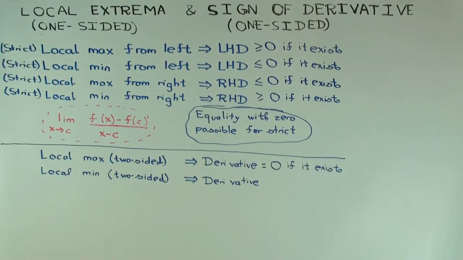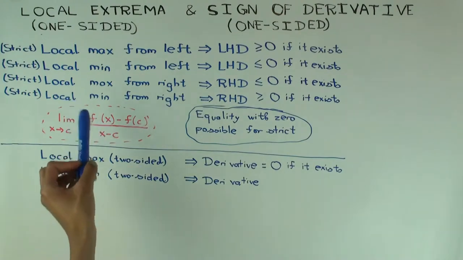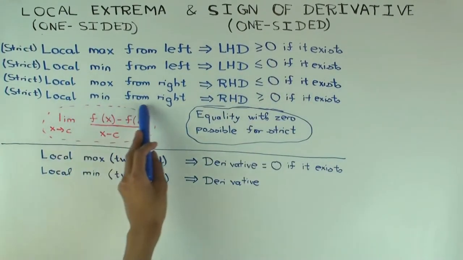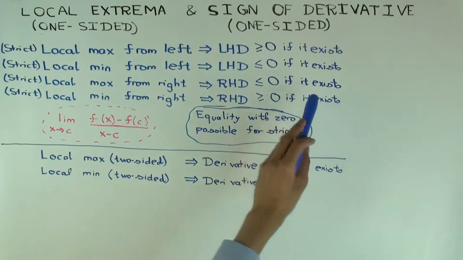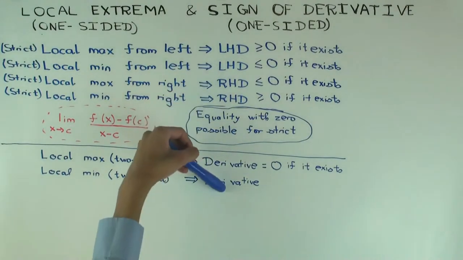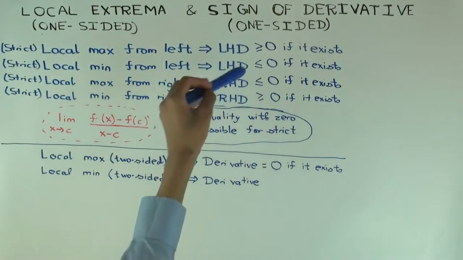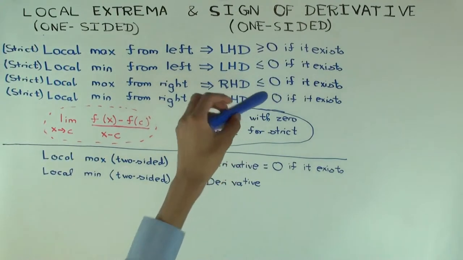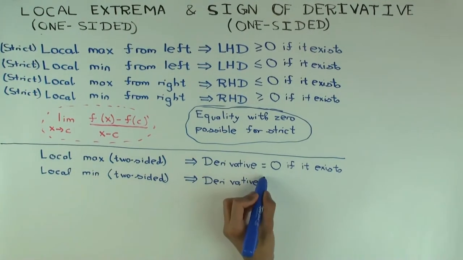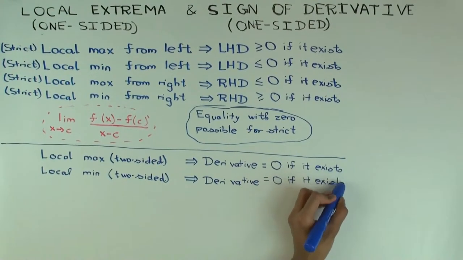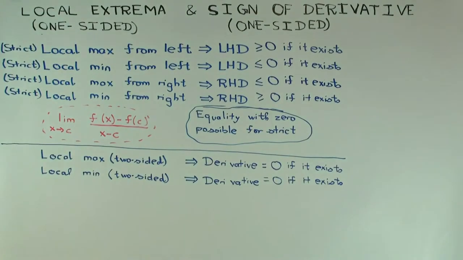Okay, what about local min? What can you say about local min? Well, you have zero if it exists. Yeah, that's a conclusion. How do you get that? Well, if it's a two-sided local min, it's a local min from the left, so the left-hand derivative is less than or equal to zero if it exists. Local min from the right, so the right-hand derivative is greater than or equal to zero if it exists. If the derivative exists, then both the left-hand derivative and the right-hand derivative have to exist and they must be equal. So a number which is less than or equal to zero has to equal a number which is greater than or equal to zero, and so the derivative has to equal zero. Okay, philosophically, why did we get the derivative equal to zero?